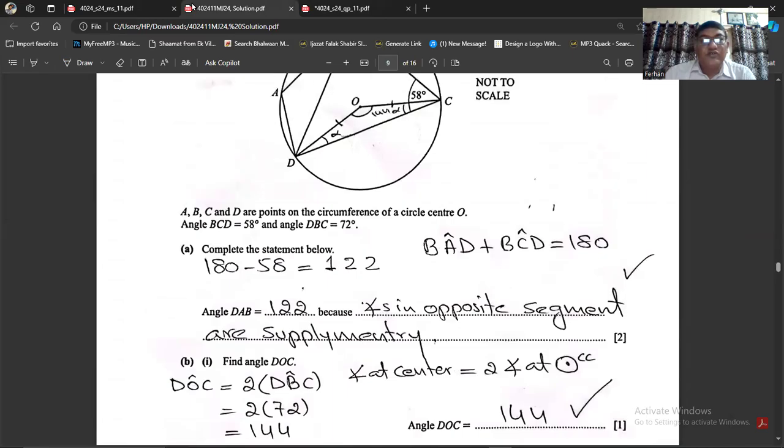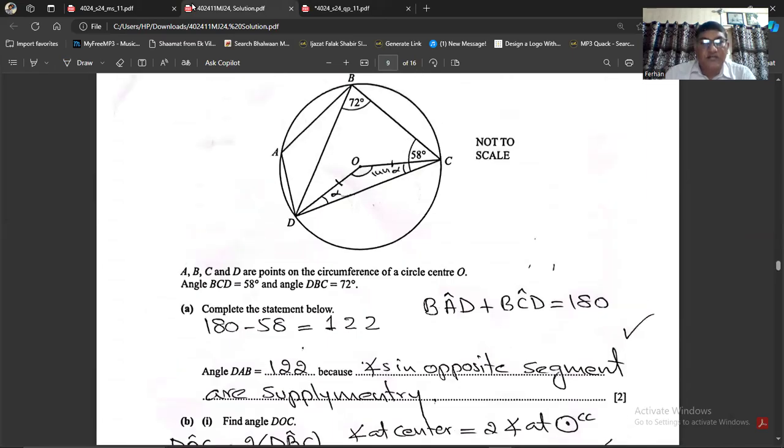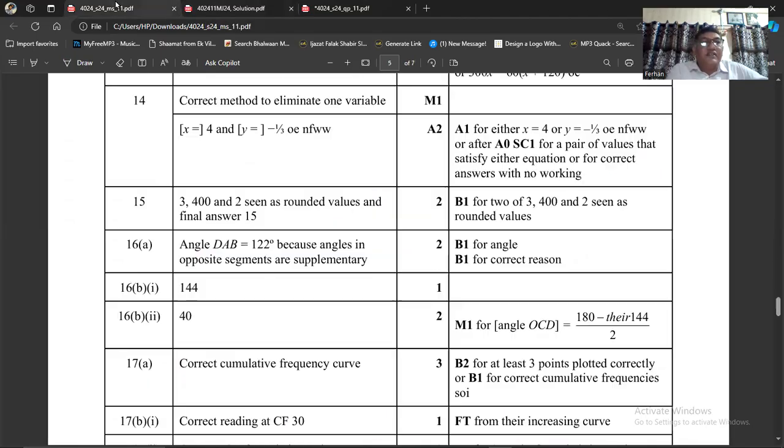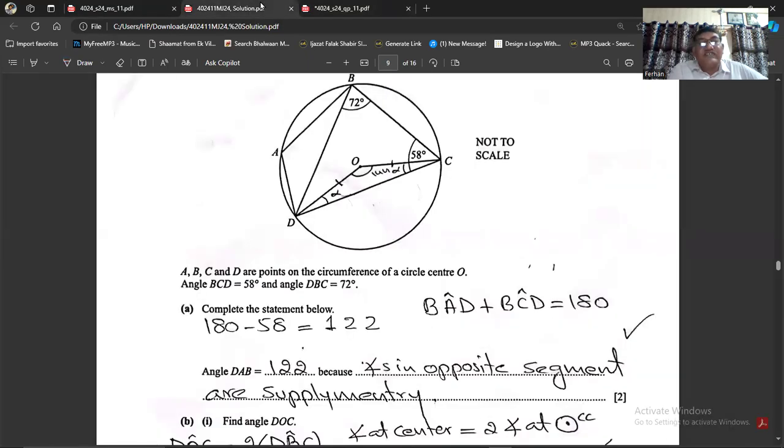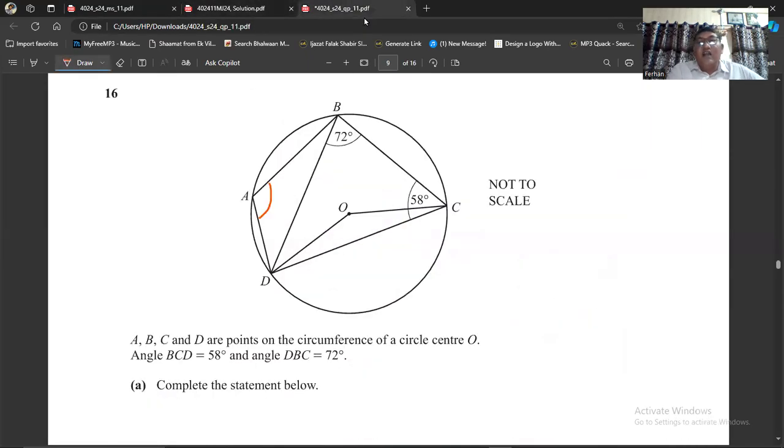So let me show you. I have done that. So here we have angle BAD plus BCD will be equal to 180. So 180 minus 58, that's 122. So that means the angle BAD is equal to 122, because the angles in the opposite segments are supplementary. This is the basic logic reason. So our answer is right. That's question number 16 part A.